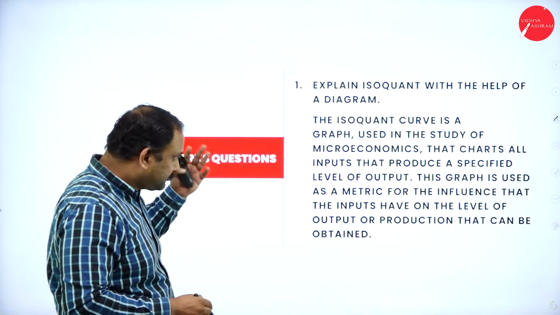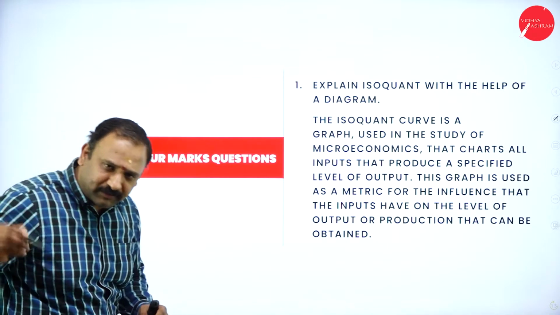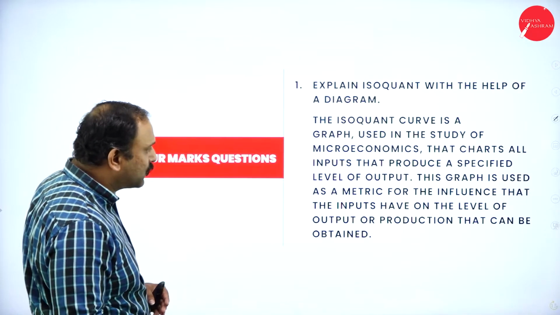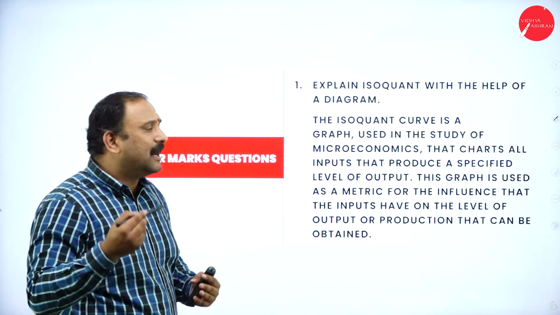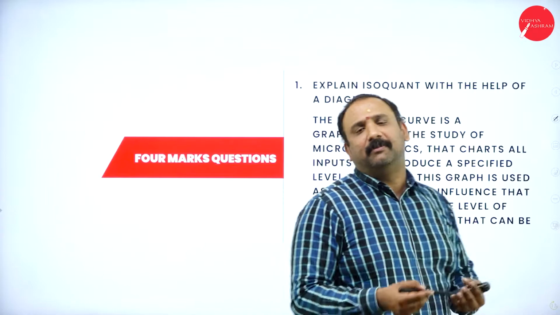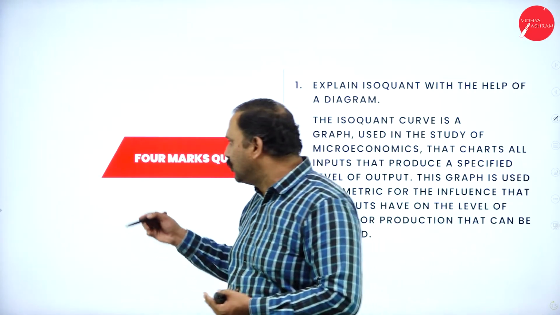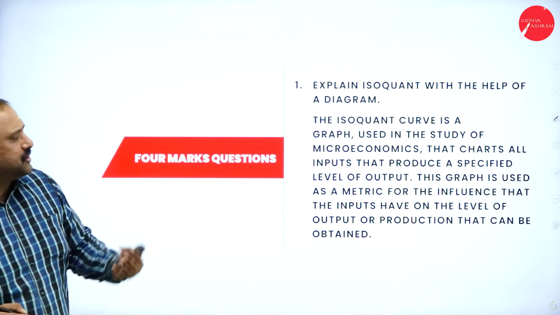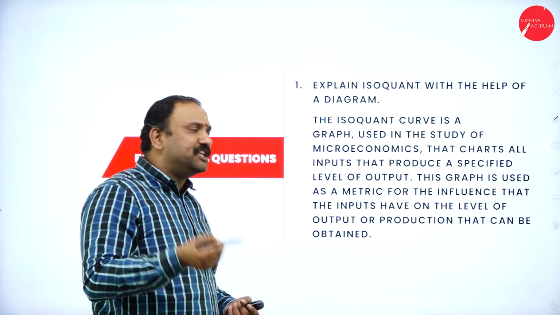Followed by the 4 marker: explain isoquant with the help of a diagram. Of course, we have spoken about it. We are going to talk about the isoquant, where the graph is used to depict the equal amount of quantity that is being produced in spite of the multiple combinations of the input factors. You would see that the output does not change at all. You are getting a constant return to scale.